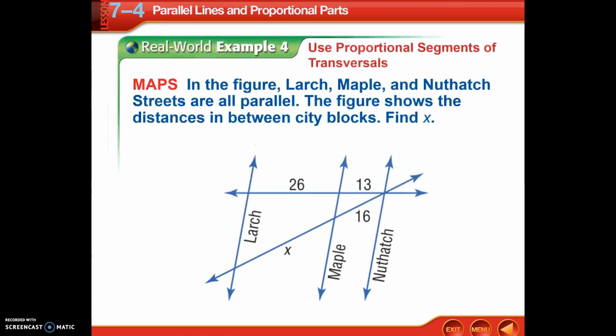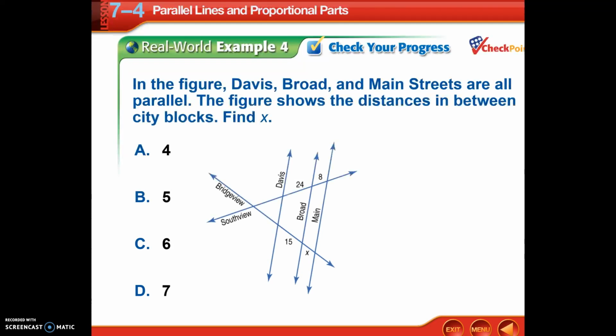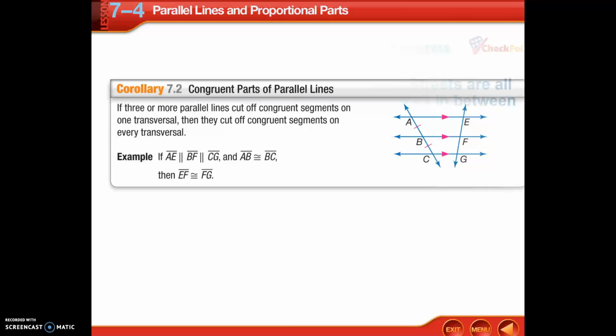So in the figure, Larch Street, Maple Street, and Nuthatch Street are all parallel. So these lines are all parallel to each other, which means that these transversals are cut into proportional parts. So 26 over 13 will equal x over 16. Again, we could reduce this to 2 over 1 and then cross multiply. So 32 equals x, so x equals 32. I'll let you work on that one.